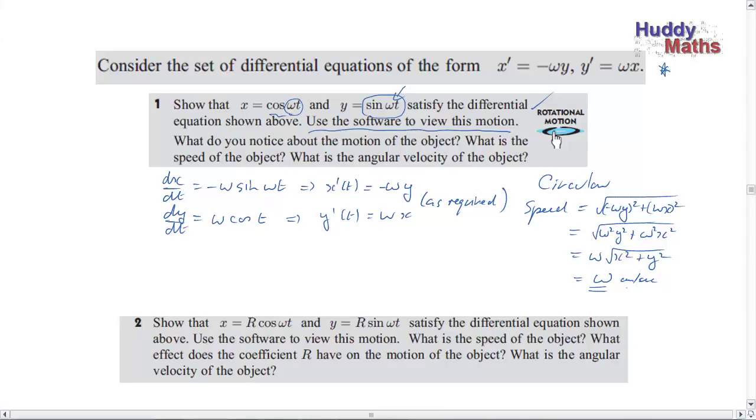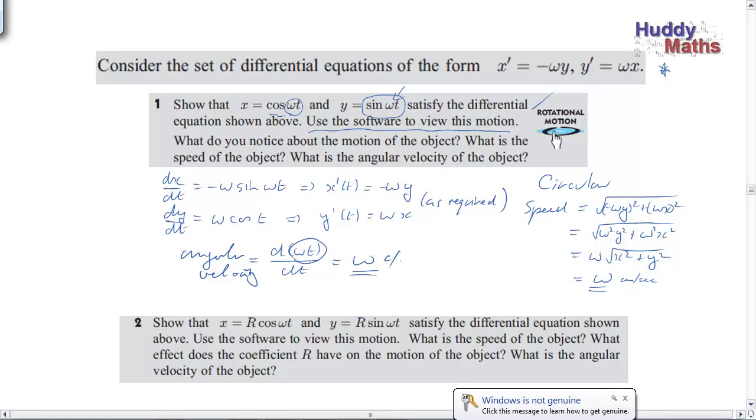What is the angular velocity of the object? The angular velocity is omega, that's a symbol for it, which is just verified as such, the rate of change of the angle with time, which is omega. So maybe I'll put that differently. I'll put the angular velocity is the rate of change of the angle with respect to time, which is omega radians per second. Okay, so that's the idea there.